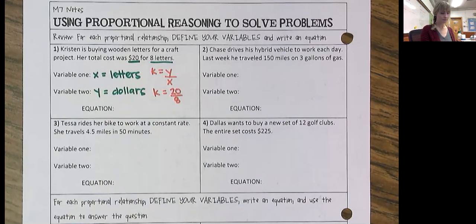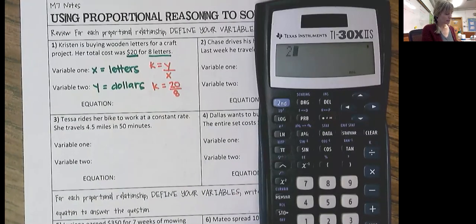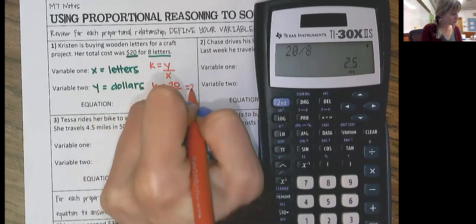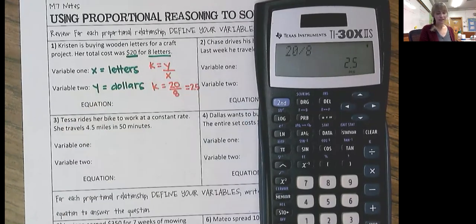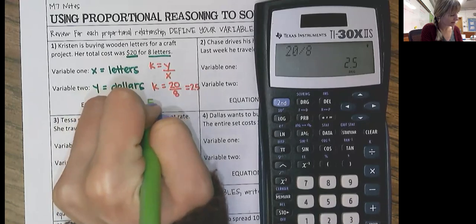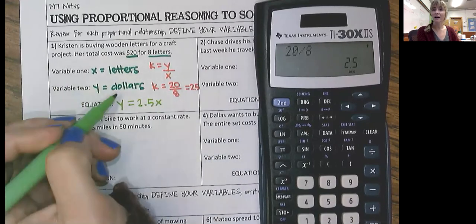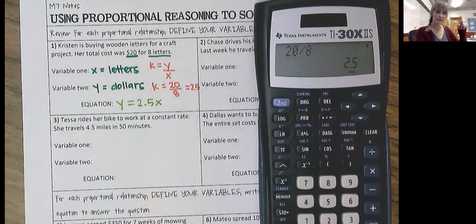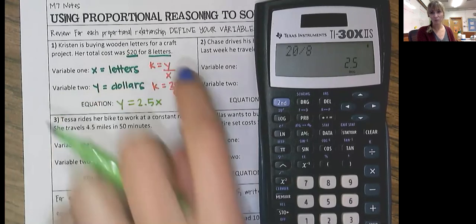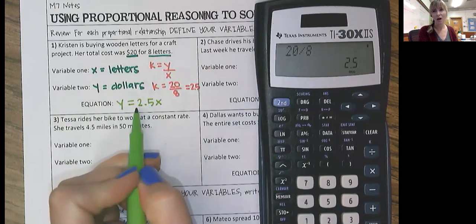We all good with that? So I'm going to go 20 divided by 8, and k is actually 2.5, which means now I am ready to write an equation, y equals 2.5x. Now, if I had not paid attention to that order and I'd mixed this up, or I assigned things and I accidentally did y over x, then this equation would not work.